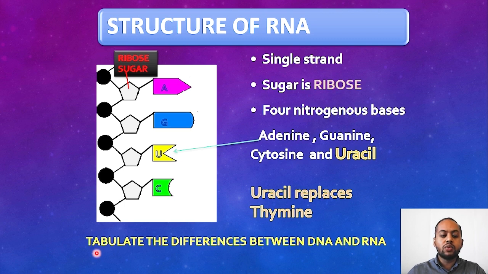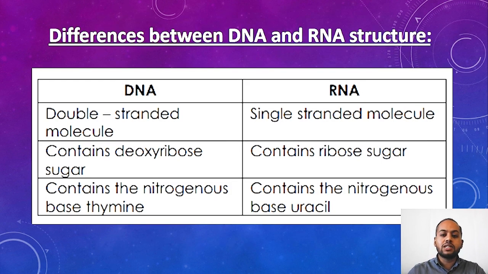In addition to that, you will need to be able to tabulate the differences between the DNA and RNA molecule in terms of structure and in terms of the nucleotides. So if we have a look at this table over here, it simply shows you the differences that exist between DNA and RNA in terms of structure. This is a question that is examinable, so please make sure you are able to provide at least 3 differences between DNA and RNA in terms of structure.